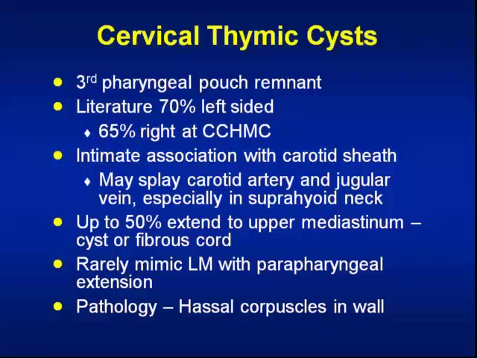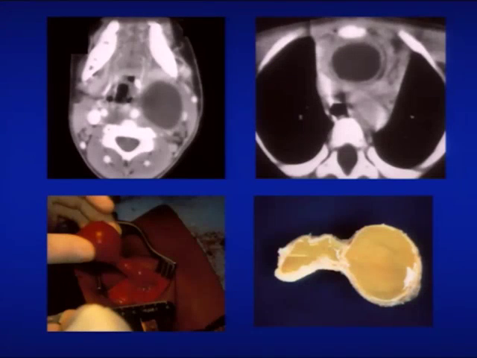If you get lucky, the cyst is in the neck and it extends all the way down to the anterior mediastinum, and then we can say it's a thymic cyst. If it doesn't extend on imaging all the way to the mediastinum, then you might be left with a differential diagnosis, but that association with the carotid is very helpful. Histologically, there are Hassall's corpuscles in that wall, and that's how they make the diagnosis after it's resected.